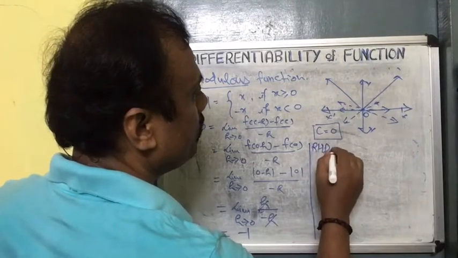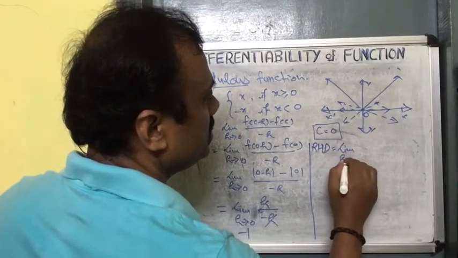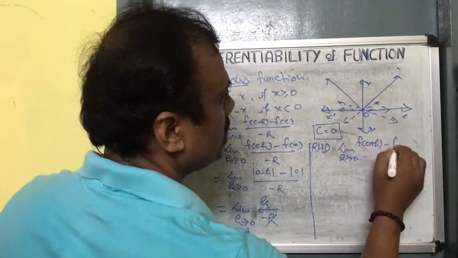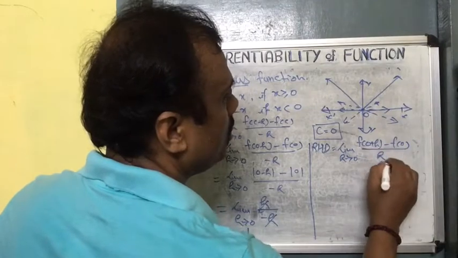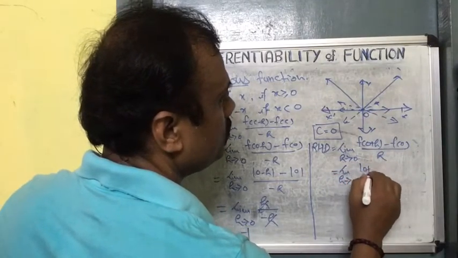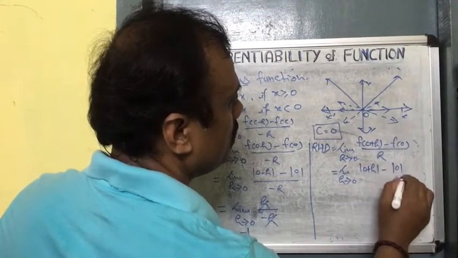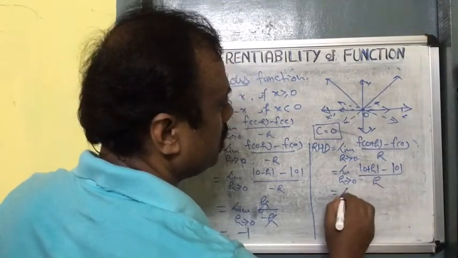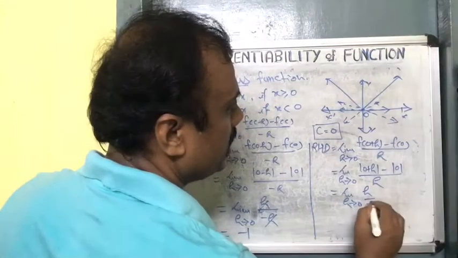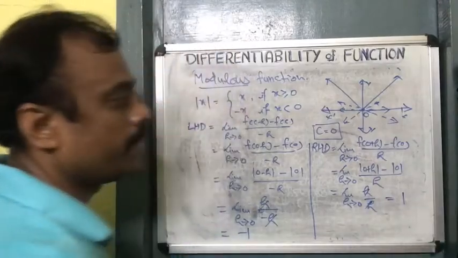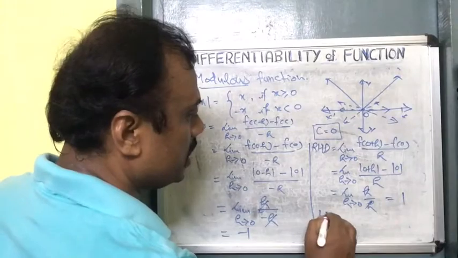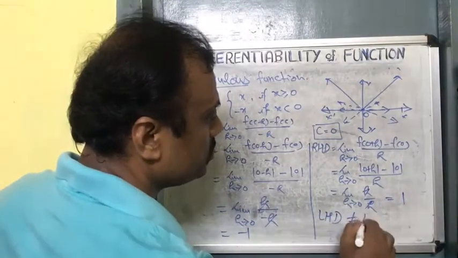RHD. For that, limit h tends to 0, f of 0 plus h minus f of 0 upon h. Limit h tends to 0, mod of 0 plus h minus mod of 0 divided by h. Limit h tends to 0, this will give you h minus 0 upon h, and this will give you right hand limit, right hand derivative as 1. Here left hand derivative is not equal to right hand derivative.